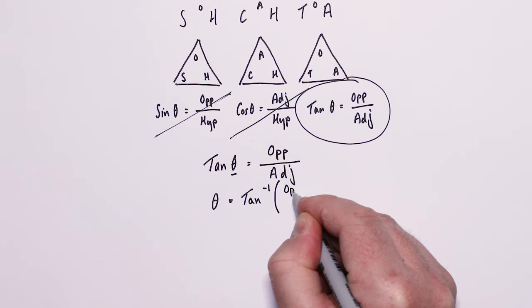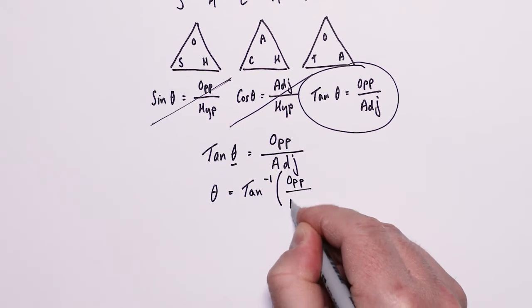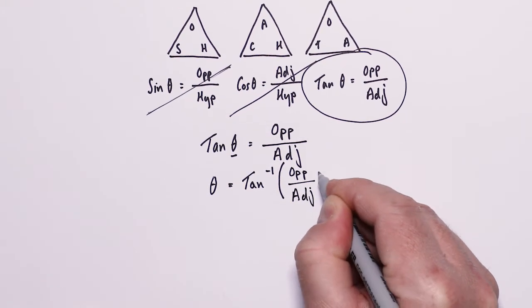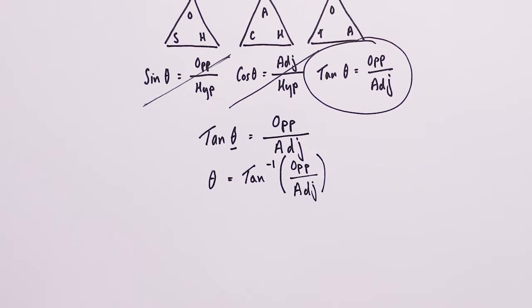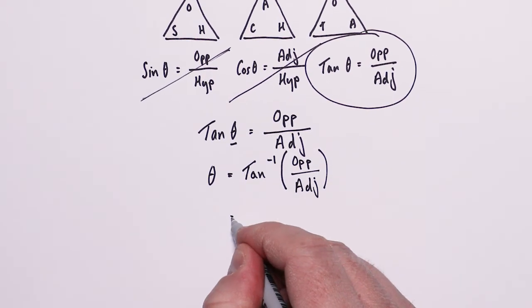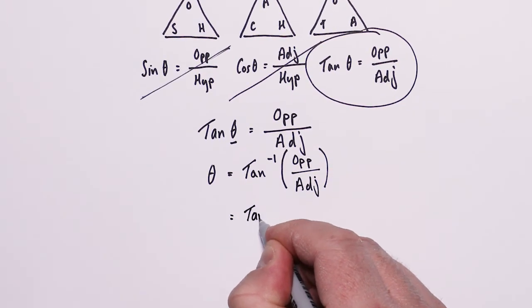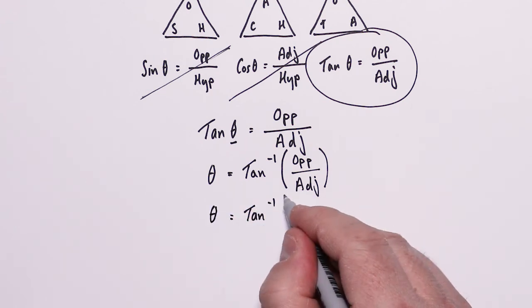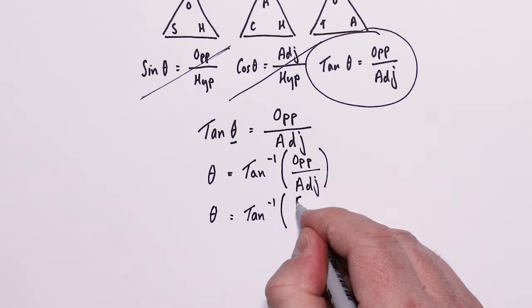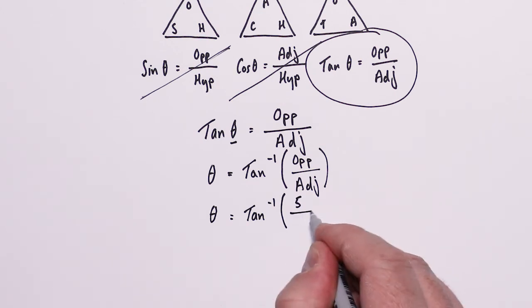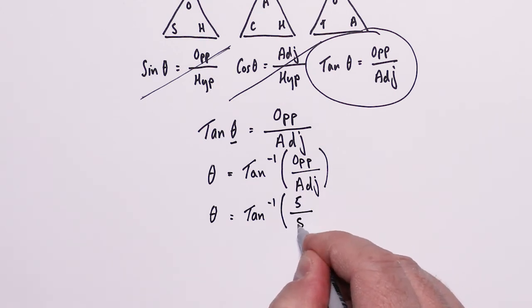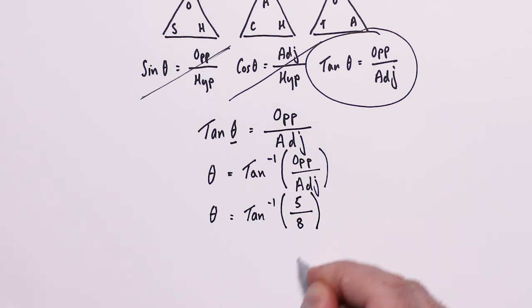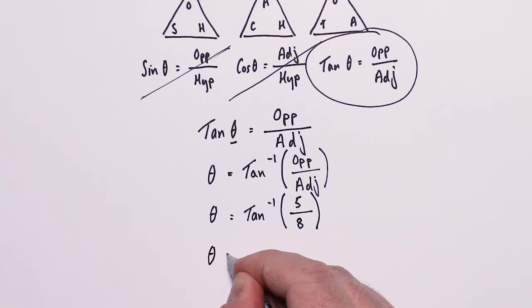With the opposite over adjacent. Let's put in the numbers. The inverse tan, the angle equals the inverse tan of 5 meters divided by 8 meters. Let's put that into a calculator.